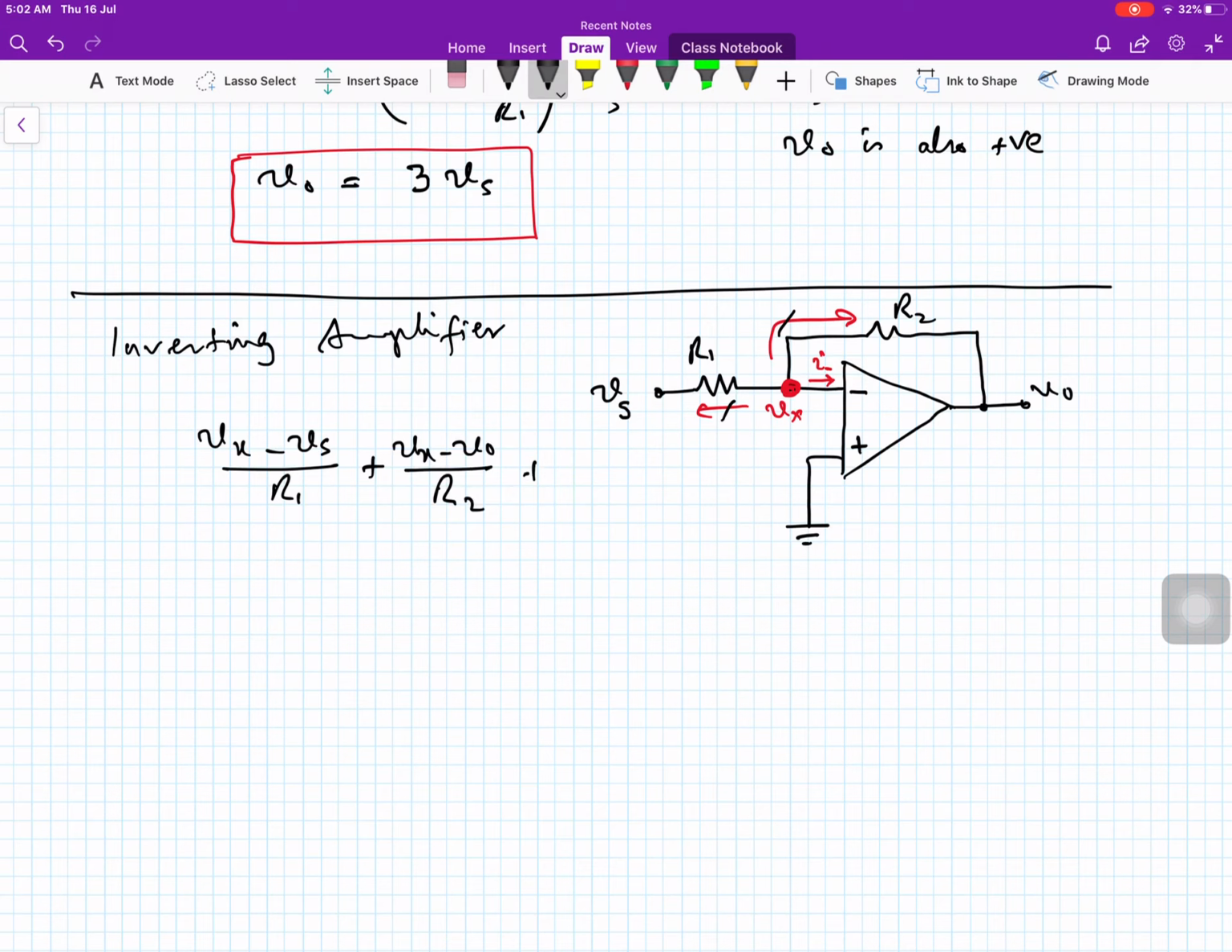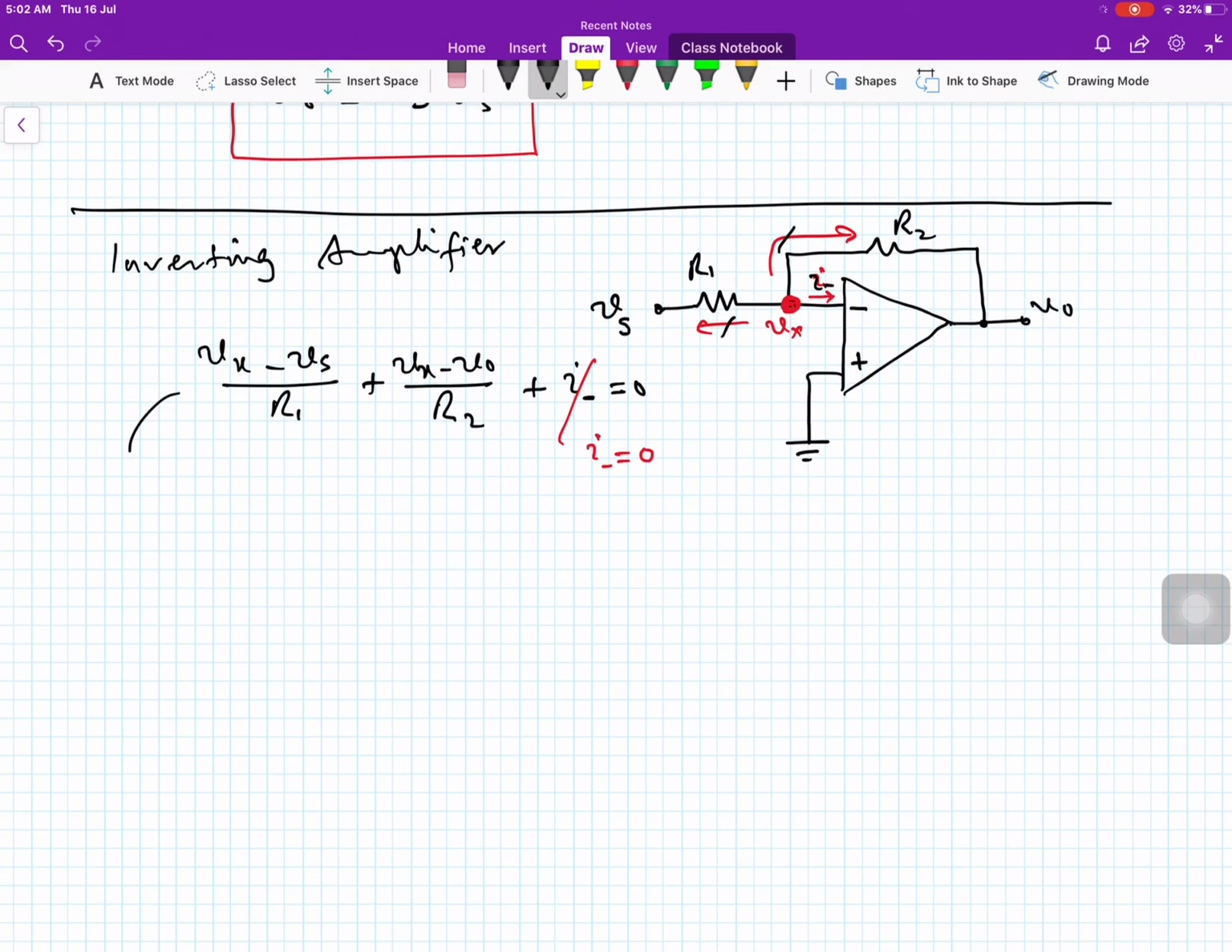Plus what is this current, this I entering into the inverting input, and then we use our assumption that this I entering into the non-inverting input, due to infinite input resistance, is 0. We rearrange this equation, so this will be (1 over R1 plus 1 over R2) Vx minus Vs over R1 equal to Vo over R2.